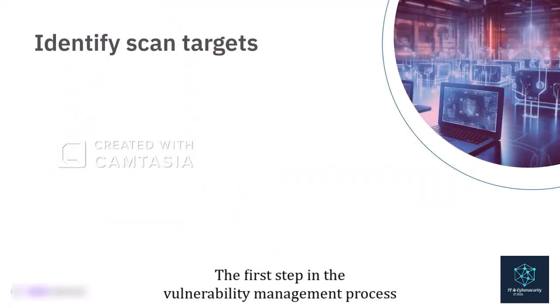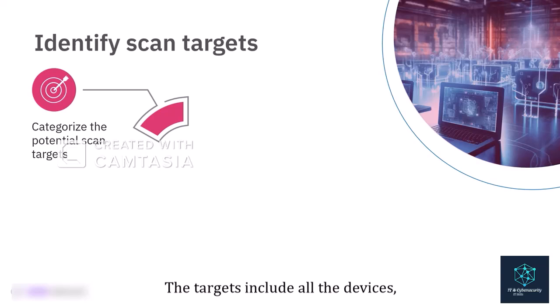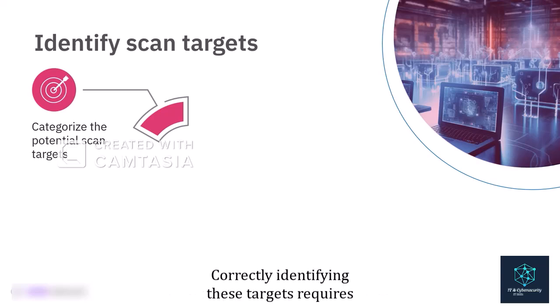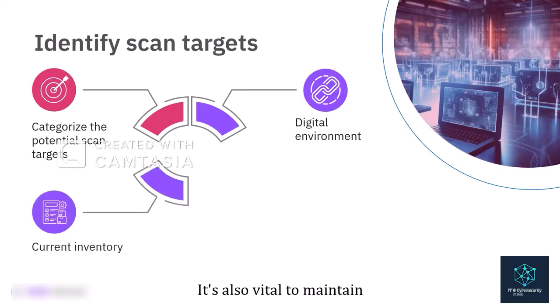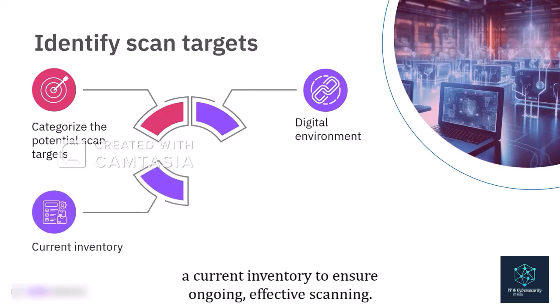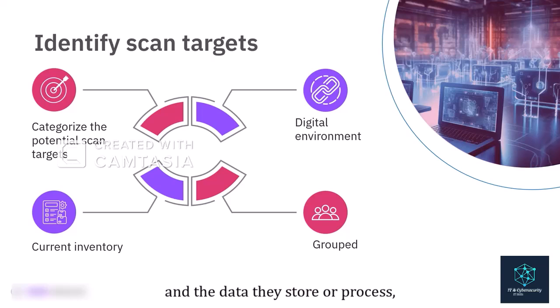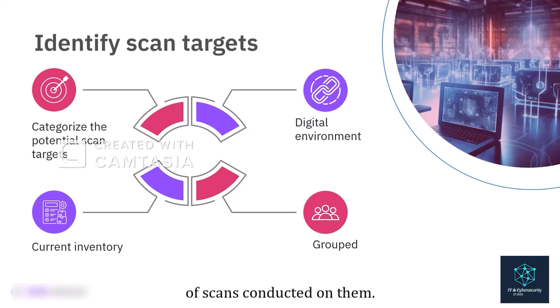The first step in the vulnerability management process is to define and categorize the potential scan targets. The targets include all the devices, applications, and systems that connect to or support your network. Correctly identifying these targets requires a comprehensive understanding of your digital environment. It's also vital to maintain a current inventory to ensure ongoing, effective scanning. Assets should be grouped based on their function, criticality, and the data they store or process, as this will directly influence the prioritization and frequency of scans conducted on them.